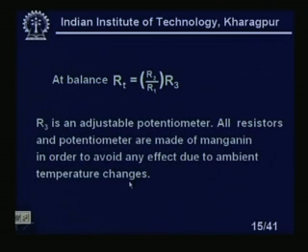So, R3 is an adjustable potentiometer. All resistors and potentiometers are made of manganese in order to avoid any effect due to ambient temperature change. You know, manganese has the lowest temperature coefficient of resistance. So, we always choose manganese to avoid any ambient temperature change, right.